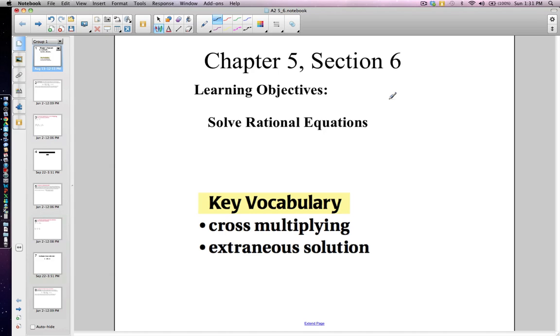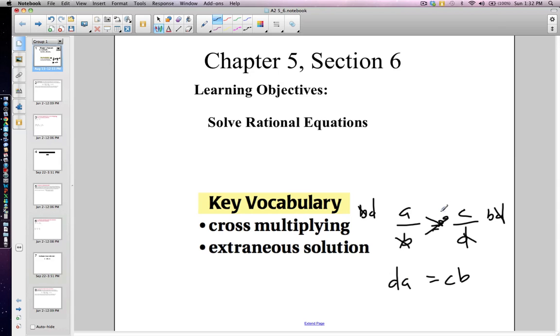So, key vocabulary, some stuff you should be familiar with: cross-multiplying. The idea of cross-multiplying is when you have a fraction equal to a fraction, you cross-multiply. What this basically is, is multiplying by the least common denominator, right? The least common denominator is b times d. When I multiply this times b times d, the b's cancel and I get d times a. And when I multiply this side times b times d, the d's cancel and I get c times b. So a times d equals b times c. That's what I end up with.